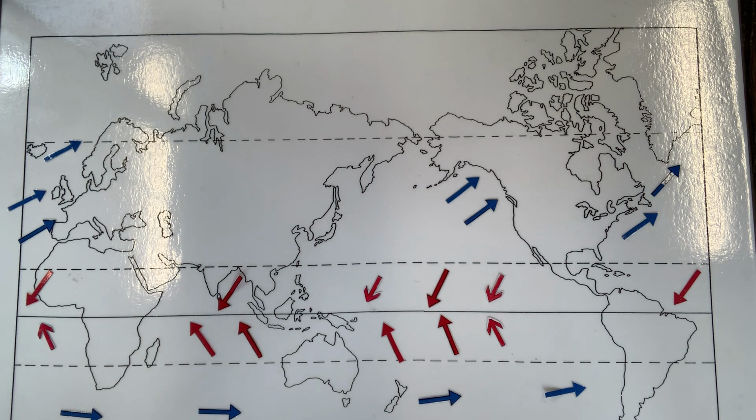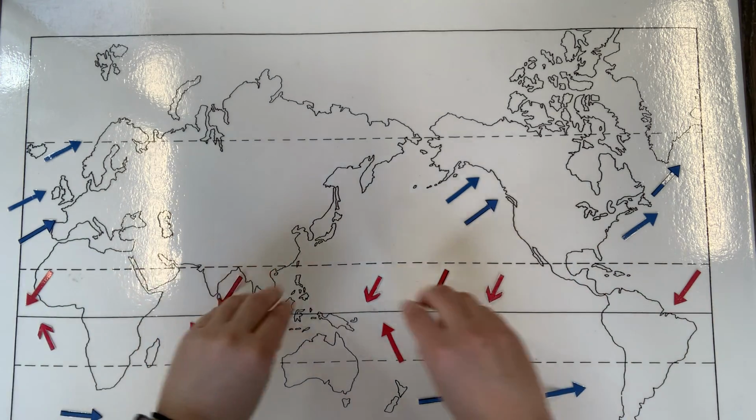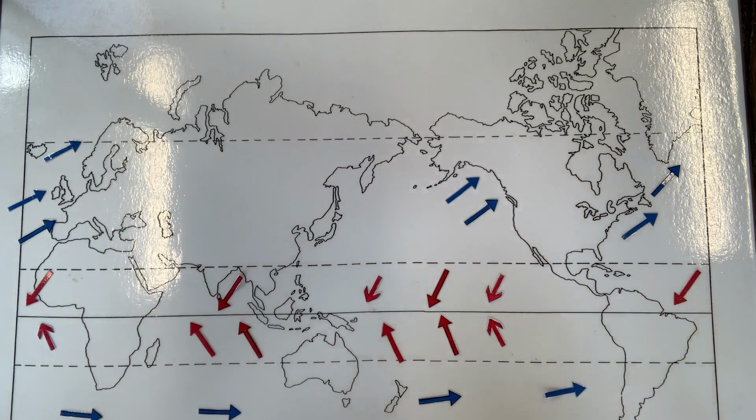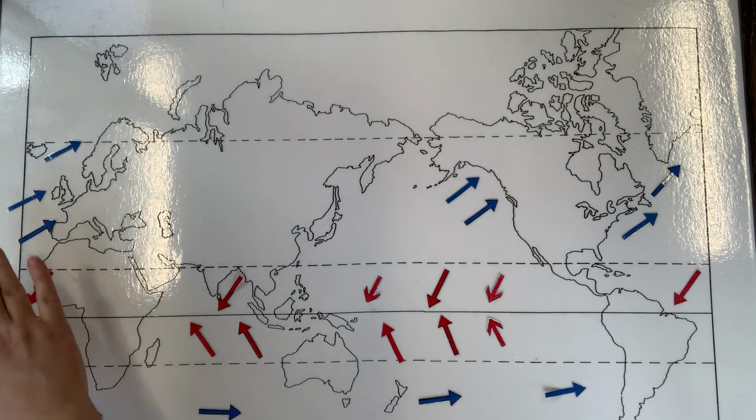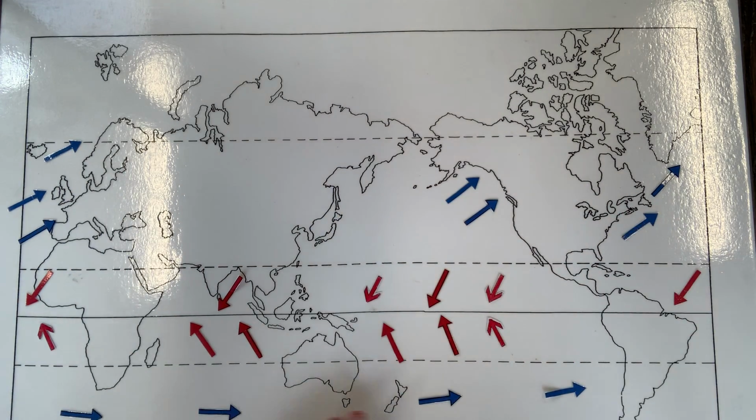Now, we haven't put the sun out yet, because we are just building a general picture. So in general, most of the steady winds blow towards the equator, like we see here, and most of the variable winds blow this way.